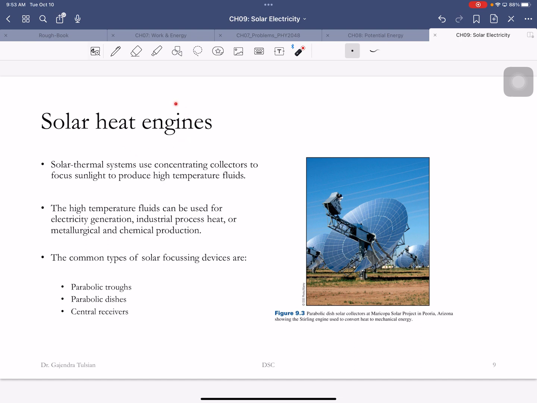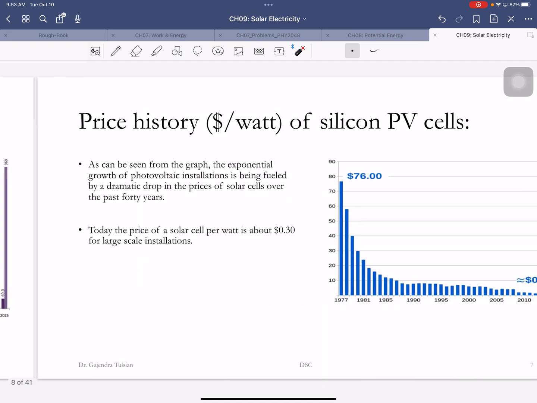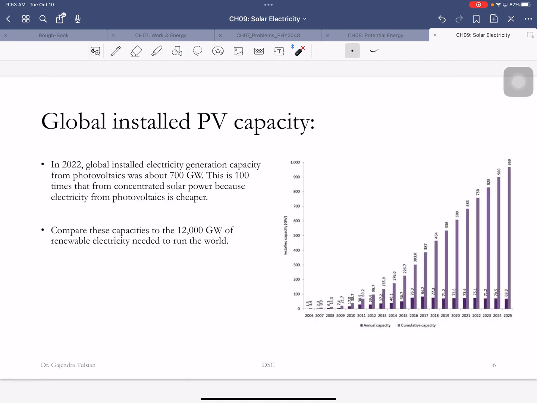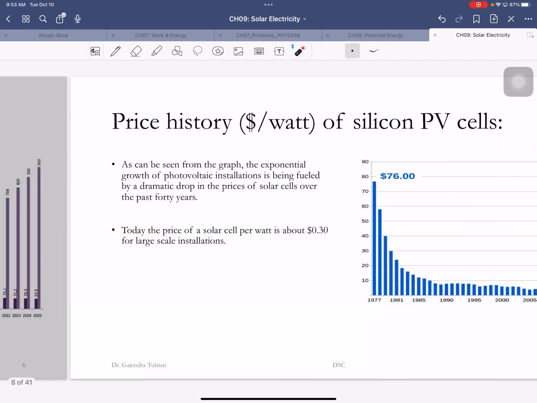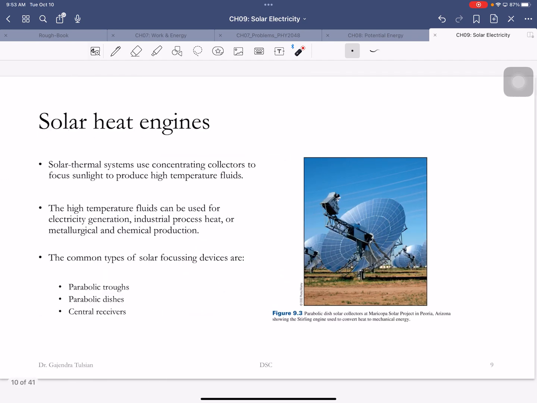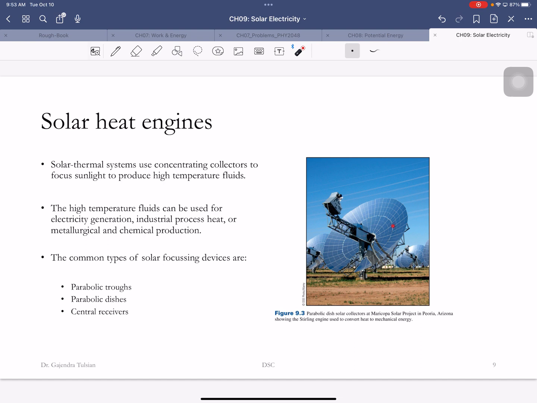So again, we'll talk about the first method of using solar energy to run heat engines. By the way, in 2022, global installed electricity generation capacity from photovoltaics was about 700 gigawatts. This is about 100 times that from concentrated solar power. So what that statement is saying is, this is concentrated solar power. You're using solar energy to run a heat engine.